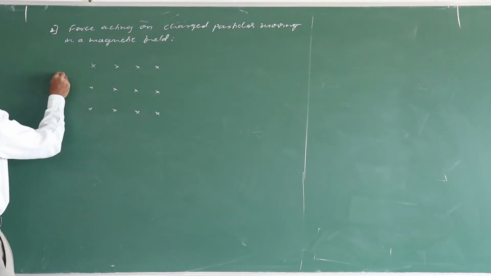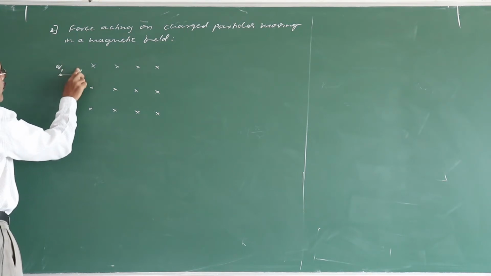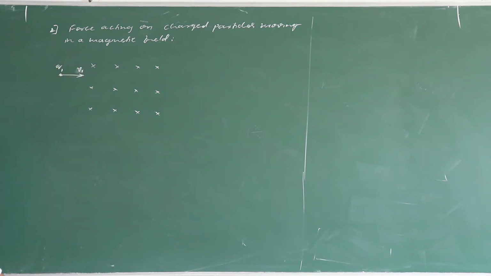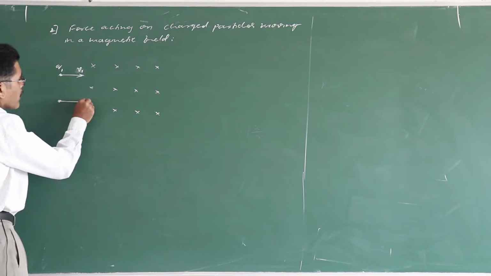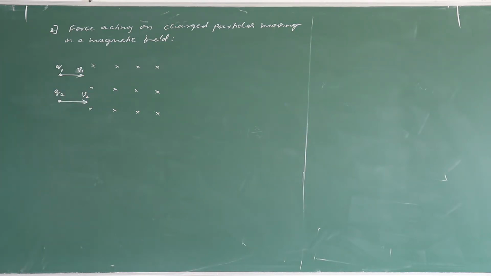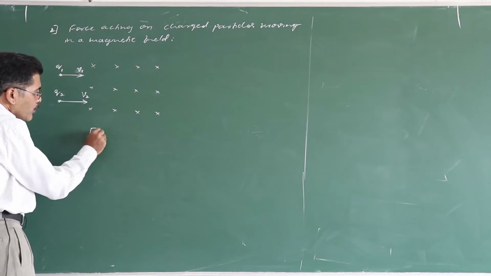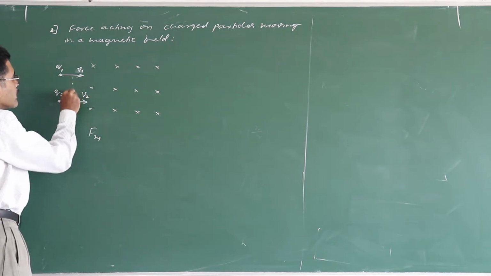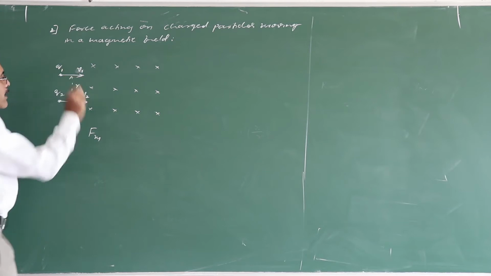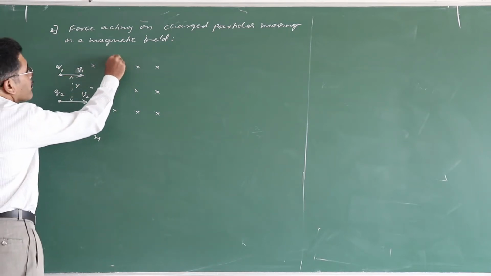So let me consider a charged particle Q1 moving with a velocity V1, and another charged particle Q2 moving with a velocity V2. The force between the two charged particles, and their distance of separation, I just take it as R. R is the distance of separation between them in a magnetic field B.